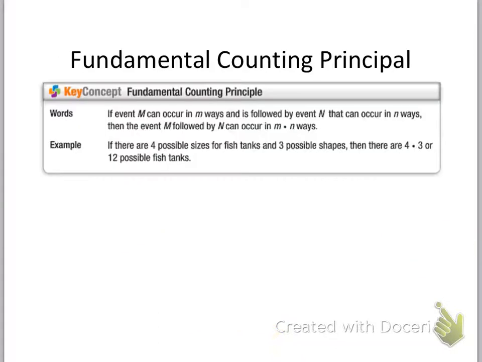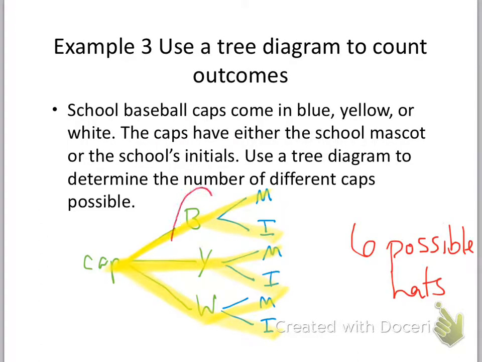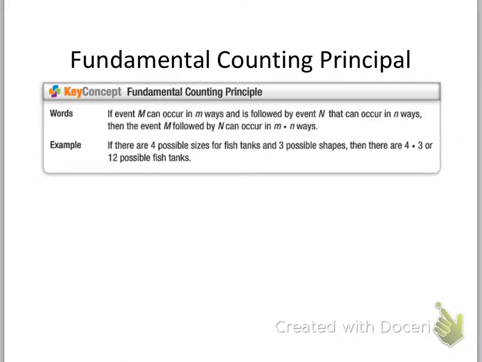Now, this helps us to think about what we call the fundamental counting principle. So if I go back, I have 3 possibilities here and 2 possibilities here. 1, 2, 3, or 1, 2. So the fundamental counting principle says if I take the number of ways M can occur, so the colors, there's 3 ways with the colors, followed by the number of ways N can occur, so the mascot or the initials, 2 ways, and if I multiply them together, I get the total number of possible ways.